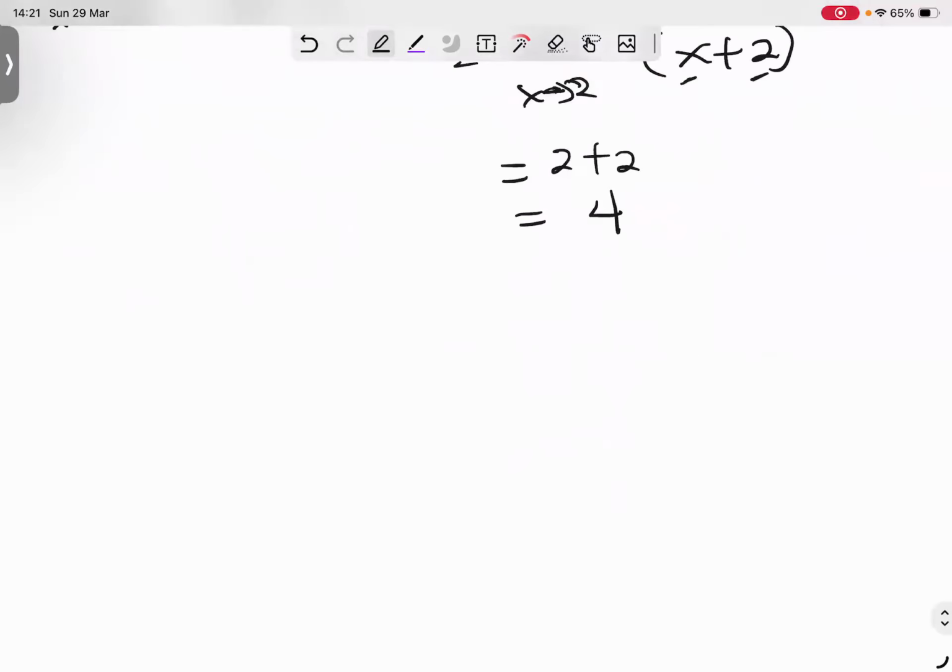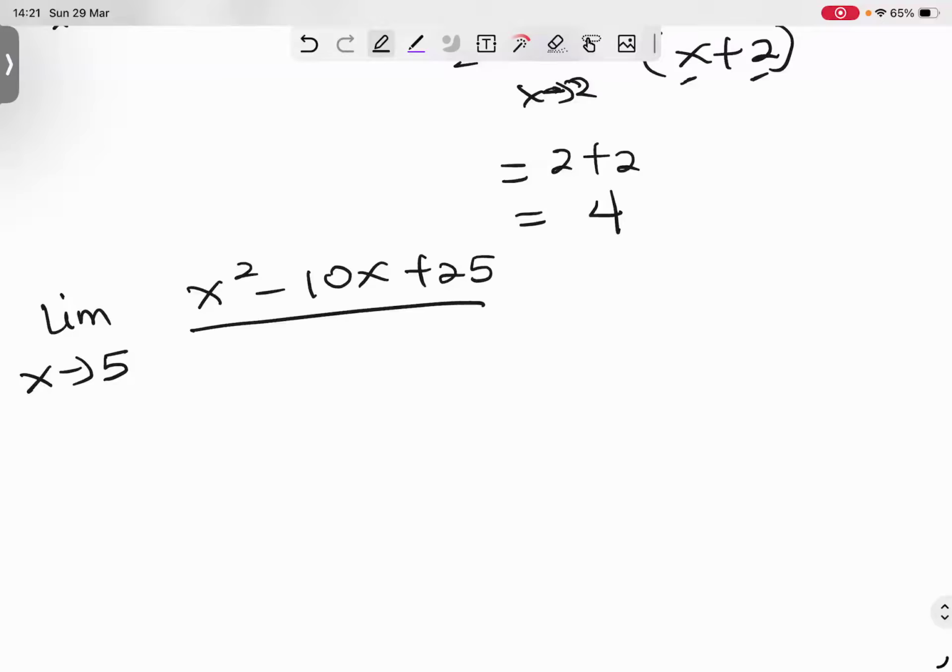Let's look at various forms. Let's look at one more, or actually two more. Limit as x approaches 5 of x squared minus 10x plus 25 divided by x squared minus 3x, let's say plus 10.